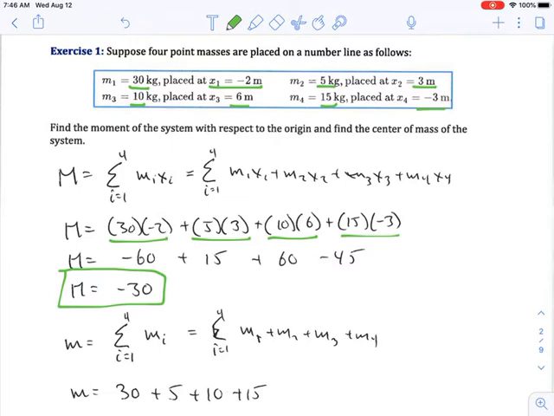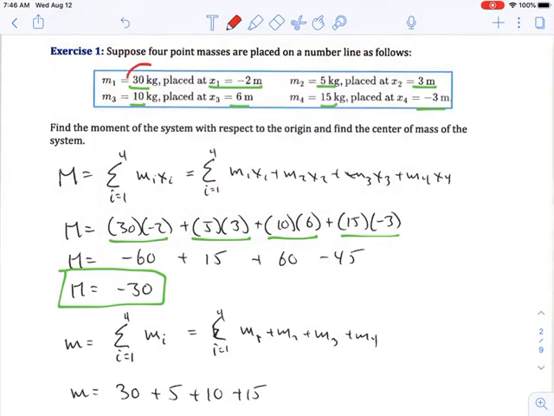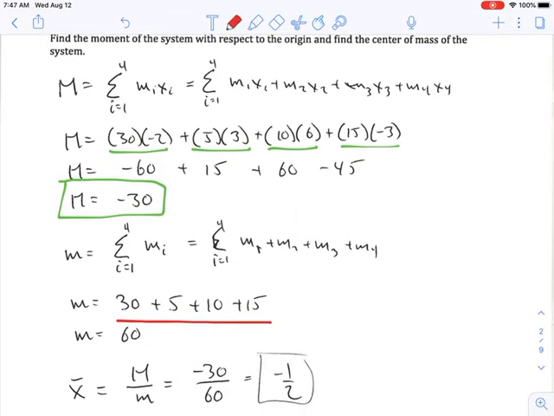Now, we want to find the total mass, all right? And so the total mass is just the sum of the masses, all right? So we're simply going to add up the masses, 30 plus the 5 plus the 10 plus the 15. So I've got that down here. And that becomes 60.